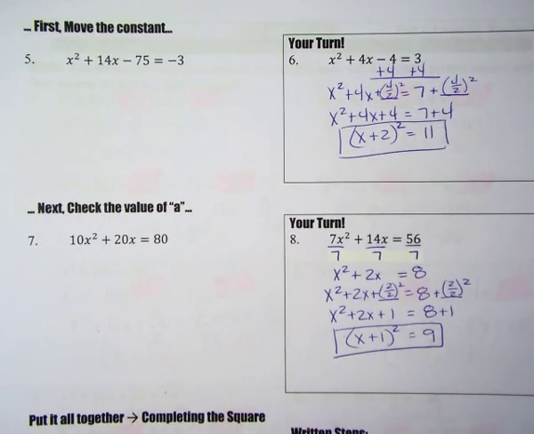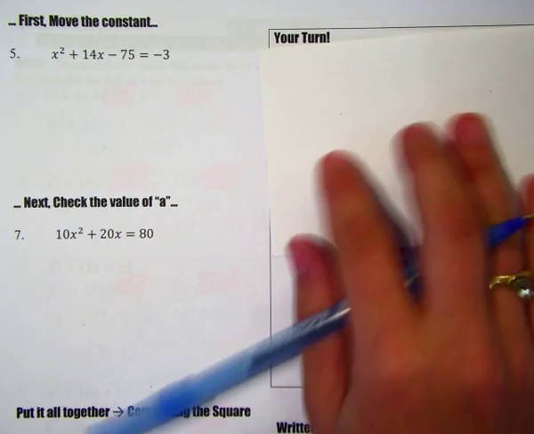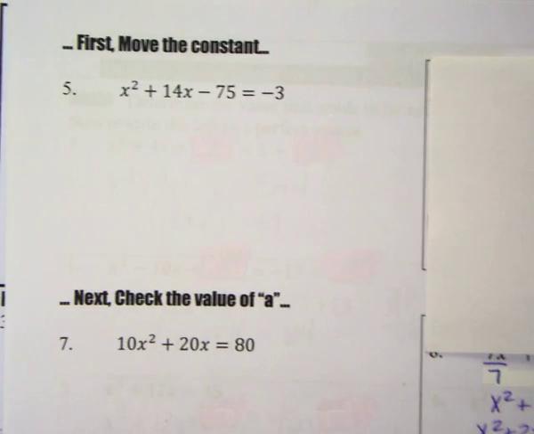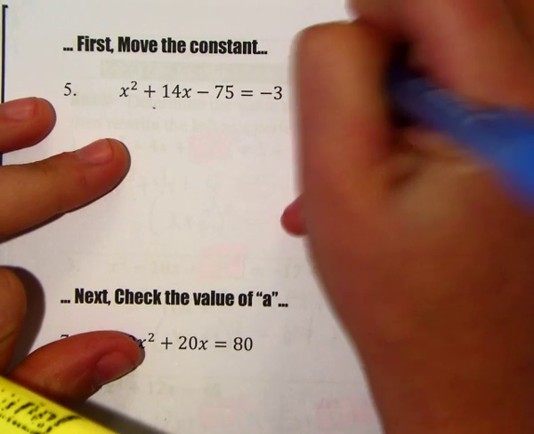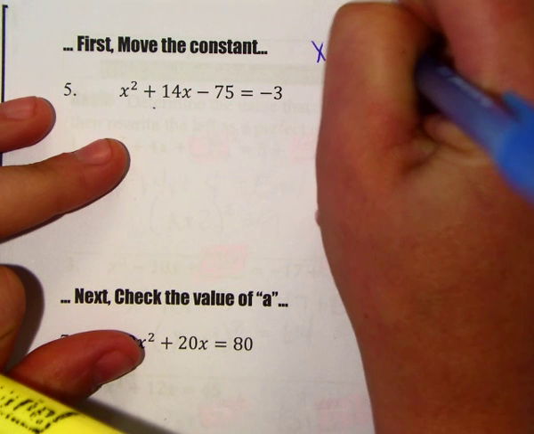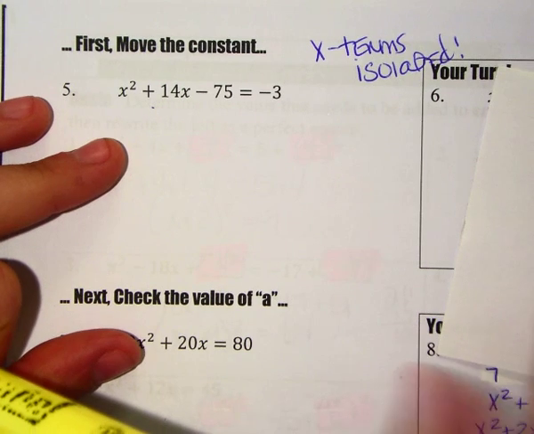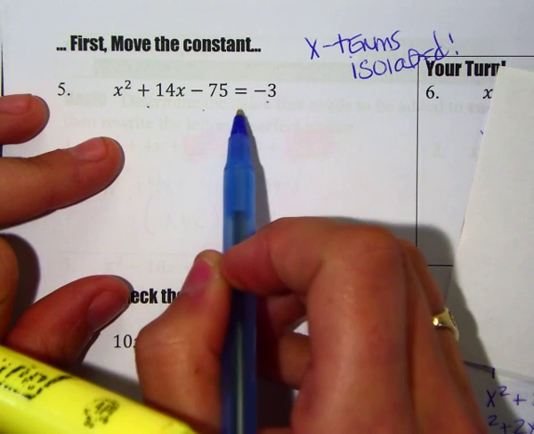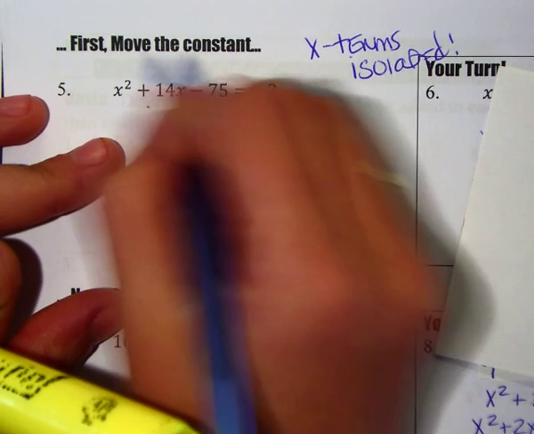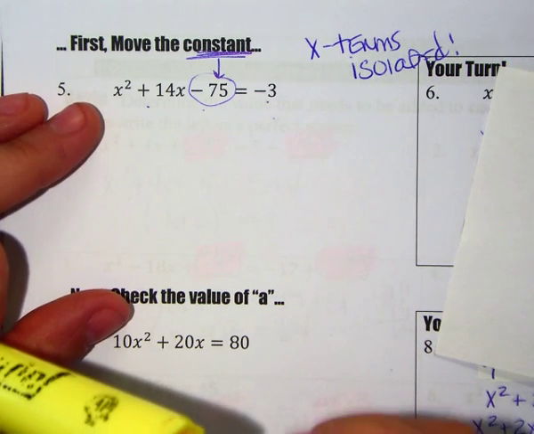Moving on to the next part. For problems like this, I'll even zoom in. Sorry, let me zoom in really quick. What we need to do is set this problem up so the x terms are isolated. Unlike zero product property, where we'd add 3 to both sides so that it's set equal to 0, we actually want to first move the constant so that the x terms are over here by themselves.